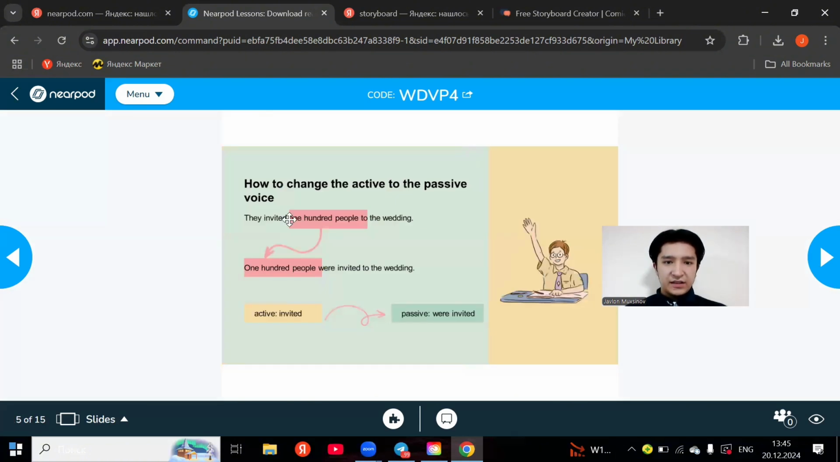So how do we change the active to the passive voice? The active form is: They invited 100 people to the wedding. We convert it to the passive voice: 100 people were invited to the wedding. We took the object and put it into the subject position. Active: invited, passive: were invited.